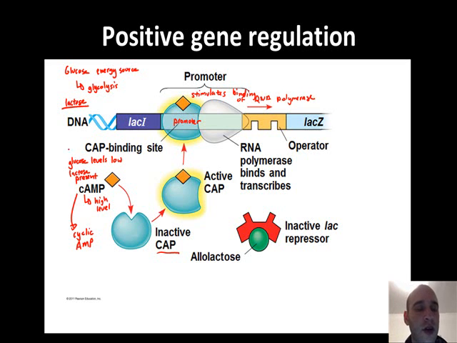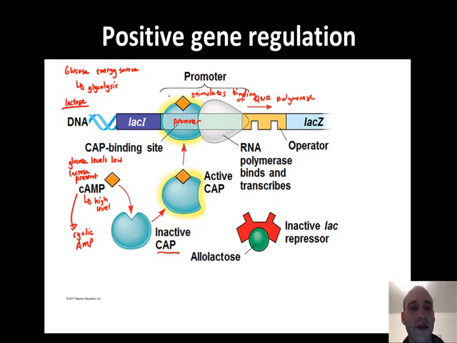Okay, so let me recap that. When glucose levels are low and there's lactose present, you want to turn up the lac genes, essentially. You want to be able to break down lactose. To do so, there are higher levels of cyclic AMP in the cell. Those will bind to this inactive catabolite activator protein, and as that happens, it becomes active.